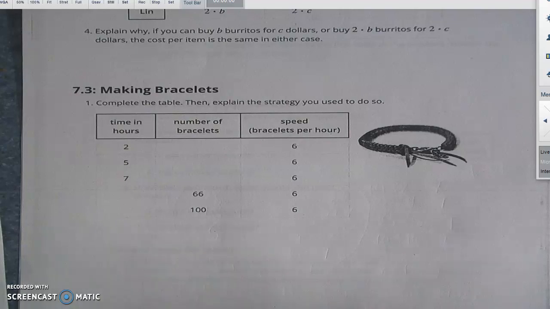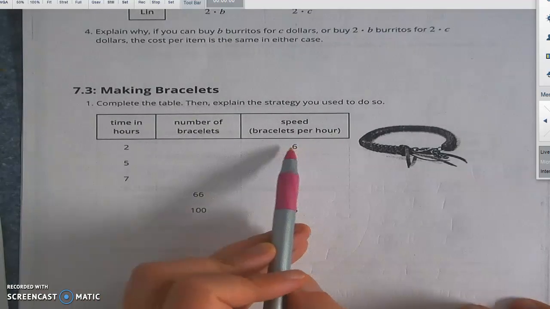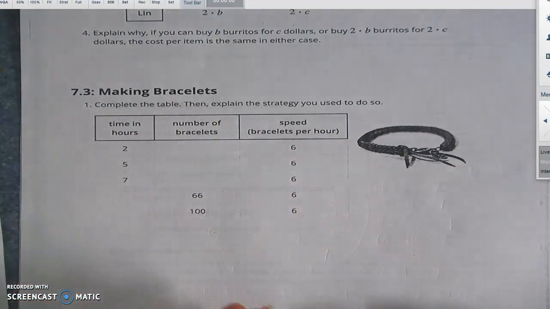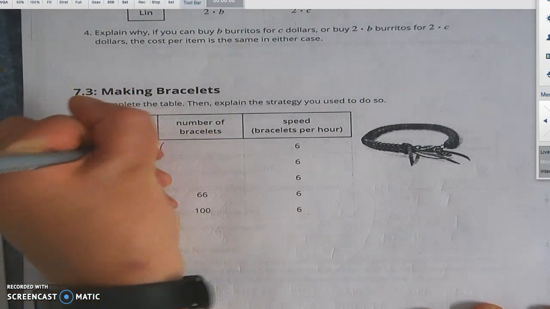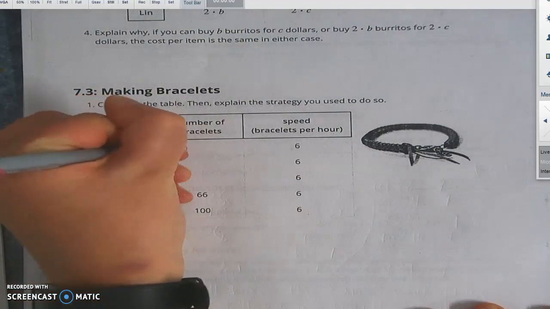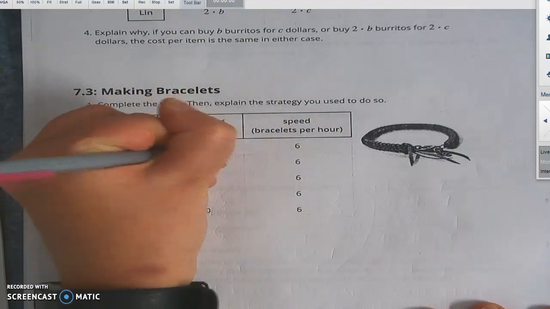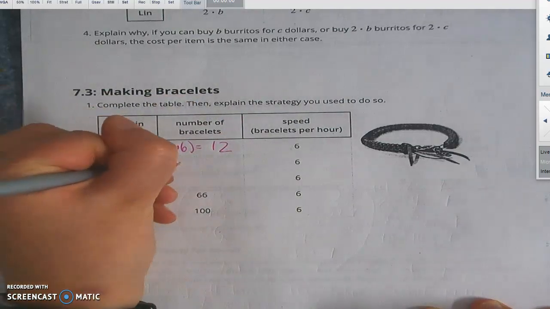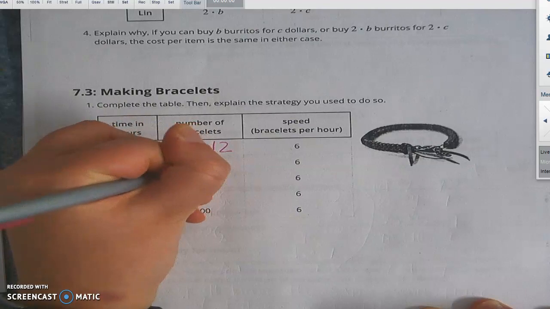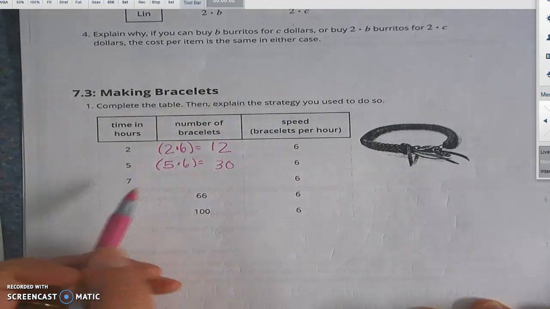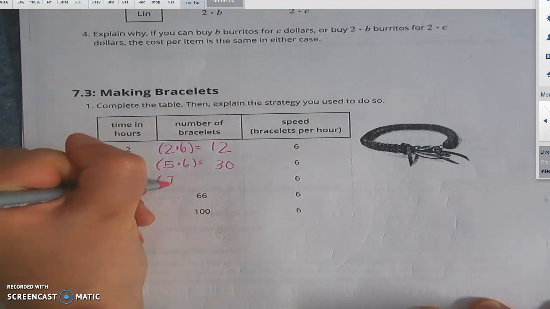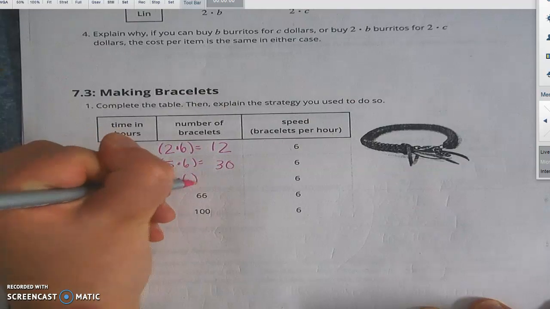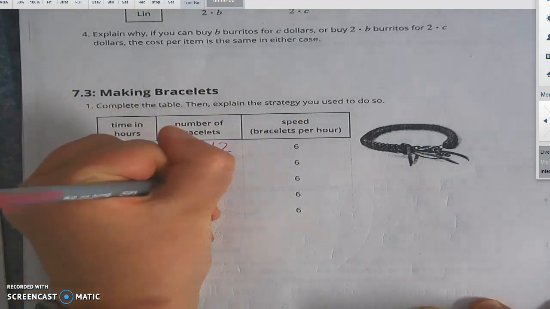All right, so if we know that this person makes 6 bracelets per hour and they work for 2 hours, 2 hours times 6 bracelets per hour is 12 bracelets. They work for 5 hours, 5 hours times 6 bracelets per hour is 30 bracelets. They work for 7 hours, 7 hours times 6 bracelets per hour is 42 bracelets.